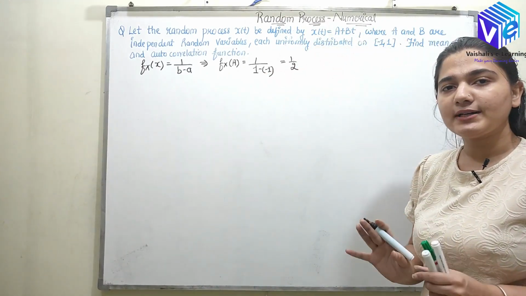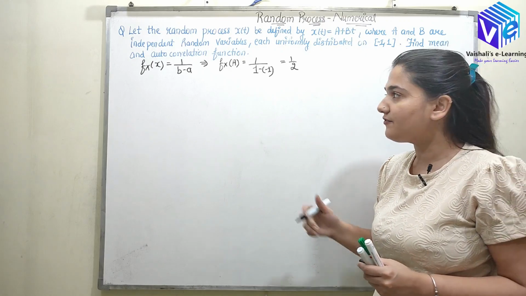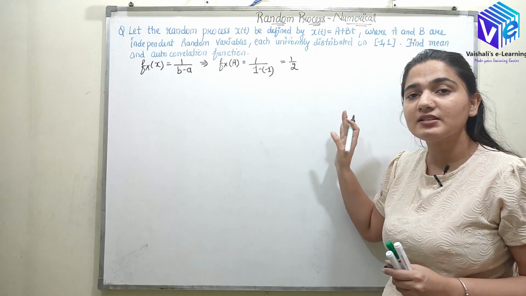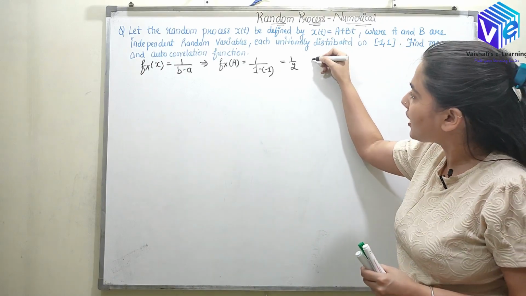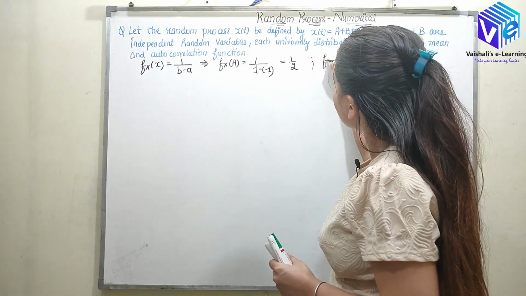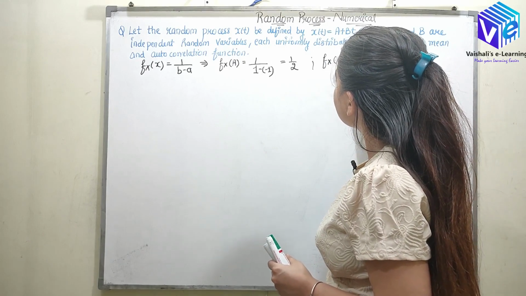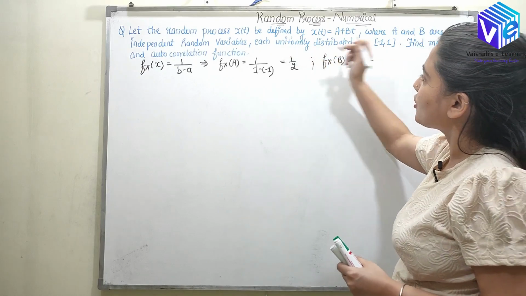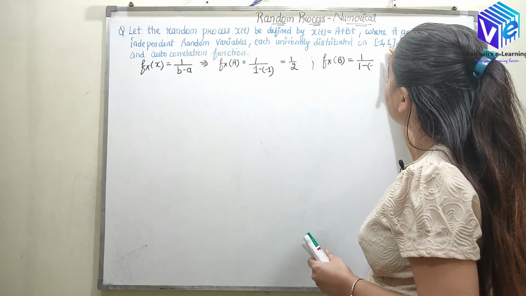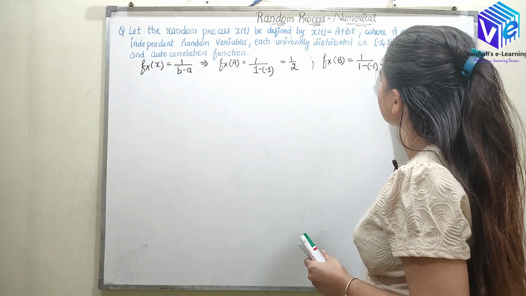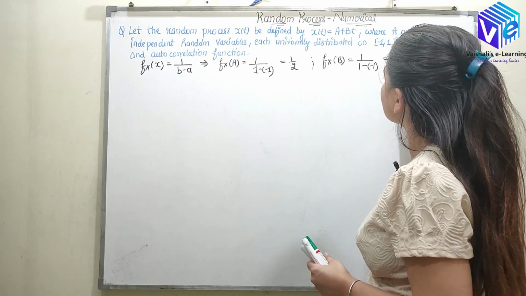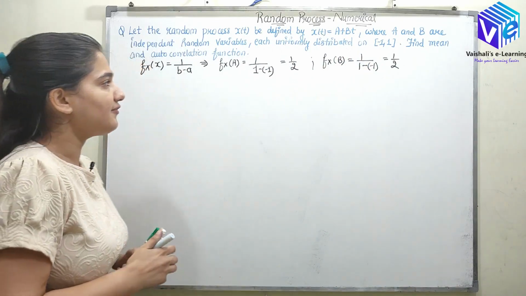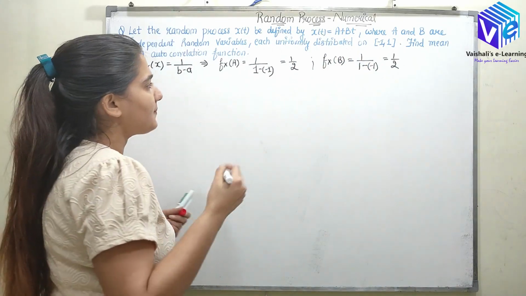I hope you are clear how I found the PDF. If you still have any doubt, you can watch the previous video where I discussed the uniform distribution. The next thing is the PDF of B. It would be the same, 1/(b - a), because it is also uniformly distributed, with b equal to 1 and a equal to -1, so it is also 1/2. Now I have found the PDF of A as well as the PDF of B.